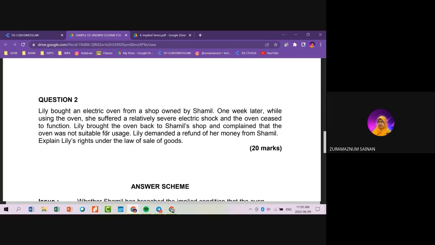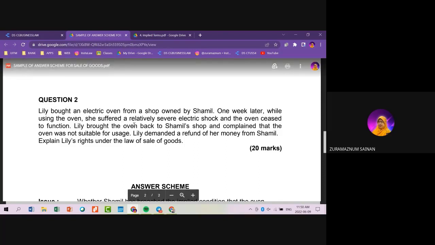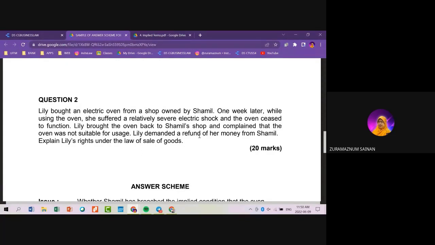So bila kata defektif, maknanya apa tu? Unmerchantable quality. Bukan masalah fitness for particular purpose. Bukan masalah Lily. Masalahnya barang tu defektif. Right? And then not because of correspond with description, tak ada cerita pun pasal description ke apa kat sini. Okay, Lily demanded a refund.